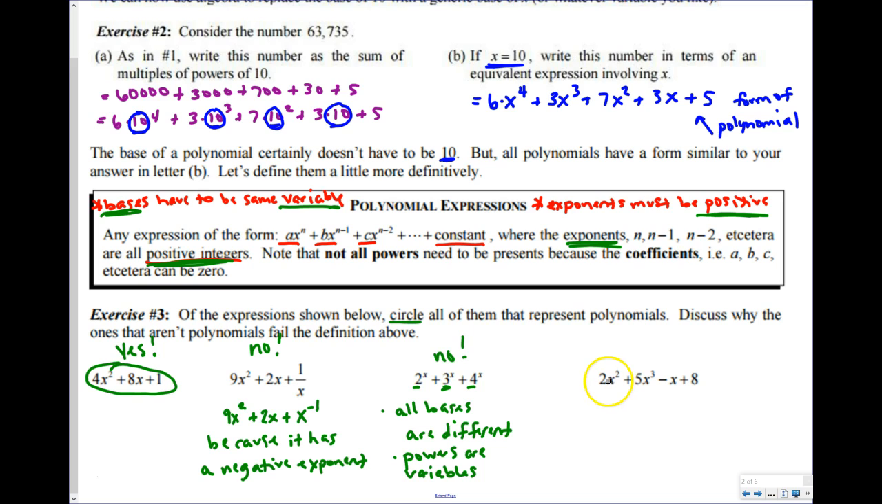This last one, 2x squared, okay, that works, plus 5x cubed works, minus x works, plus 8. This whole thing is a polynomial. There are no negative exponents, all the bases are the same variable, and all the exponents are positive integers. 2 is a positive integer, 3 is a positive integer. Okay? So this was just summing up the first page about what makes something a polynomial and what makes something not a polynomial. So that's the first page of your notes.